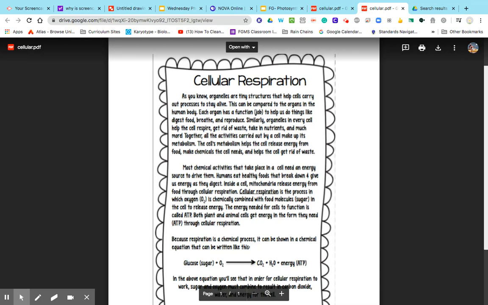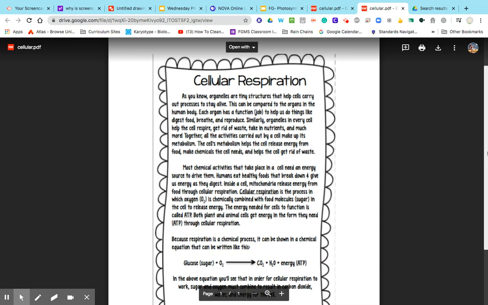So, cellular respiration. As you know, organelles are tiny structures that help cells carry out processes to stay alive. This can be compared to the organs in the human body. Each organ has a function or job to help us do things like digest food, breathe, and reproduce. Similarly, organelles in every cell help the cell respire, get rid of waste, take in nutrients, and much more. Together, all the activities carried out by a cell make up its metabolism. The cell's metabolism helps the cell release energy from food, make chemicals the cell needs, and helps the cell get rid of waste.